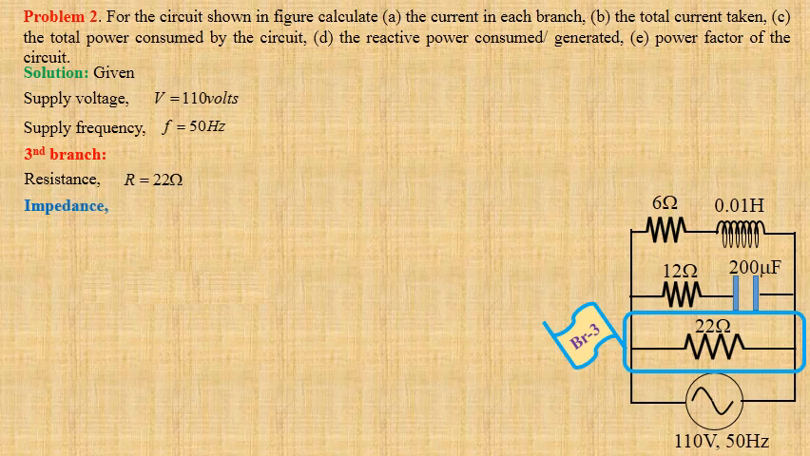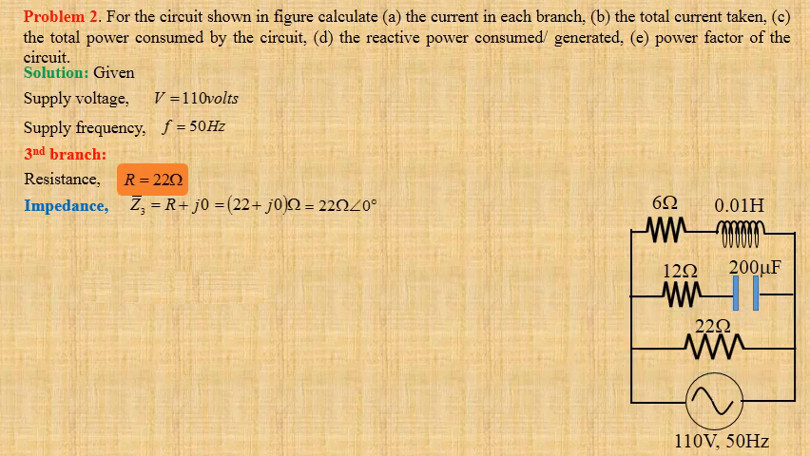For the third branch, given resistance R equals 22 ohm, let us now write down complex impedance for the third branch. Z3 equals R plus j0, that is equal to 22 plus j0 ohm. This may be written in polar form as 22 ohm at an angle 0 degree.